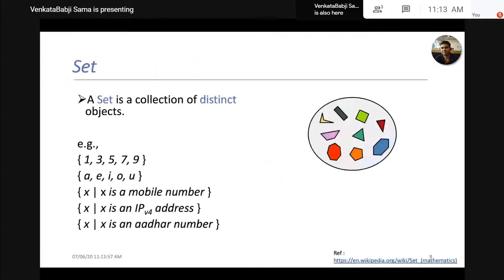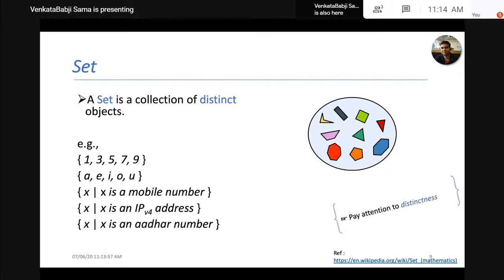Let us briefly touch upon set. We all know, just to refresh memory, it's not to teach, all of us would know mostly, just to refresh some terminology and the basic concept. A set is nothing but a collection of distinct objects. It could be 1, 3, 5, 7, 9, or A, E, I, O, U, or sometimes we can also say it's a set of all mobile numbers. This is the notation that we use, or all the IPv4 addresses, or all other numbers.